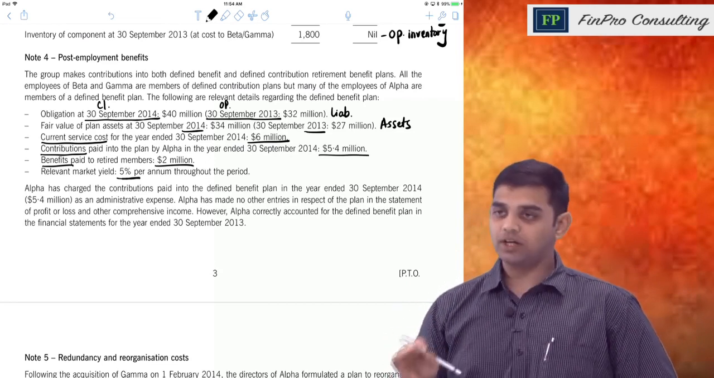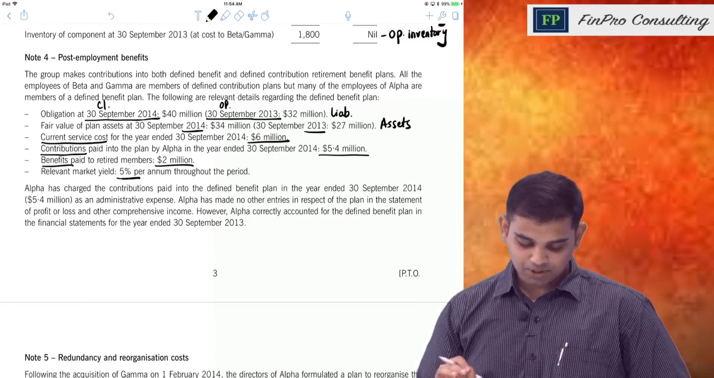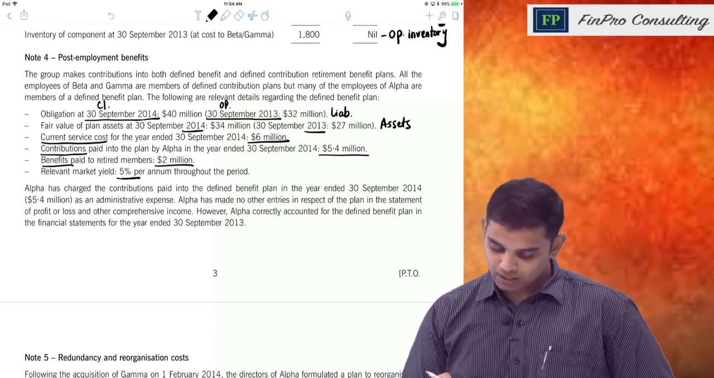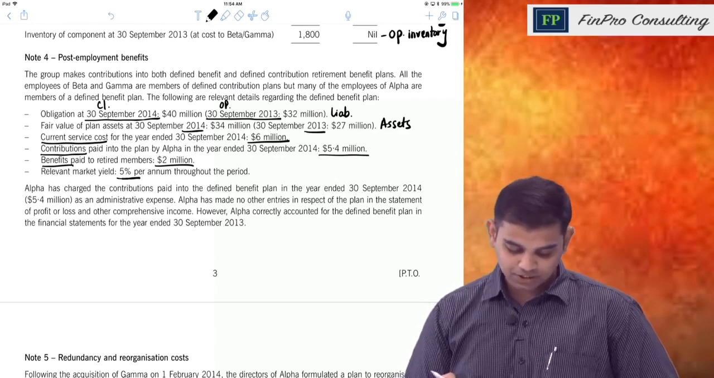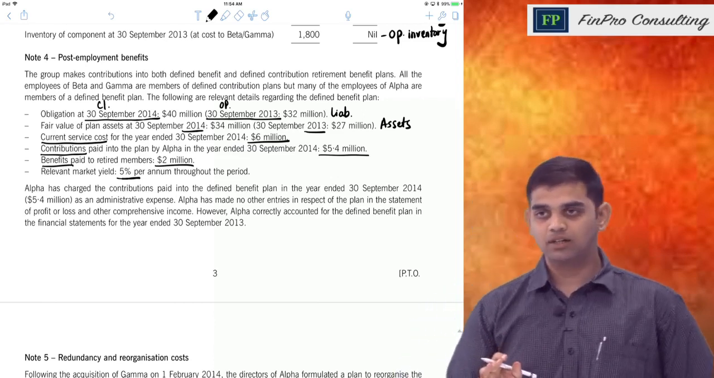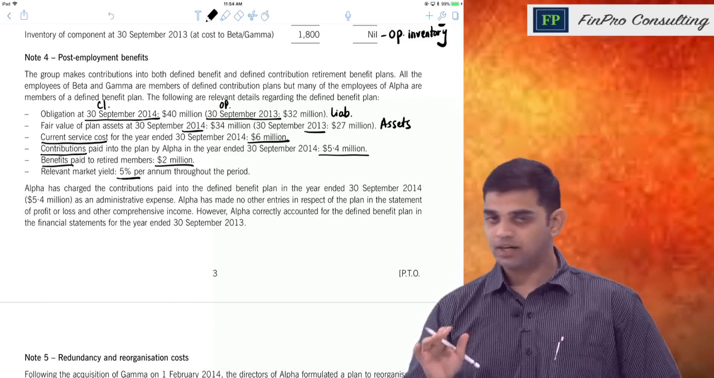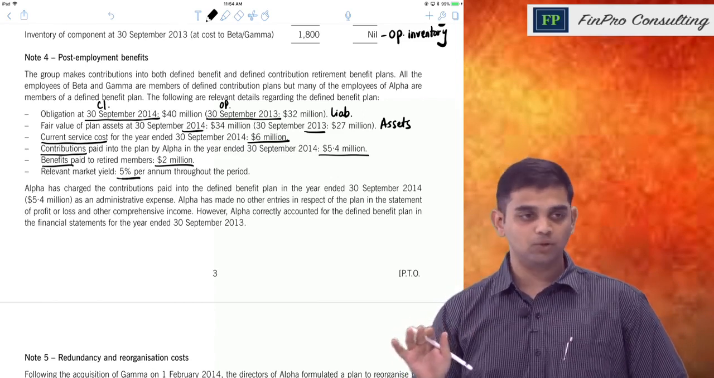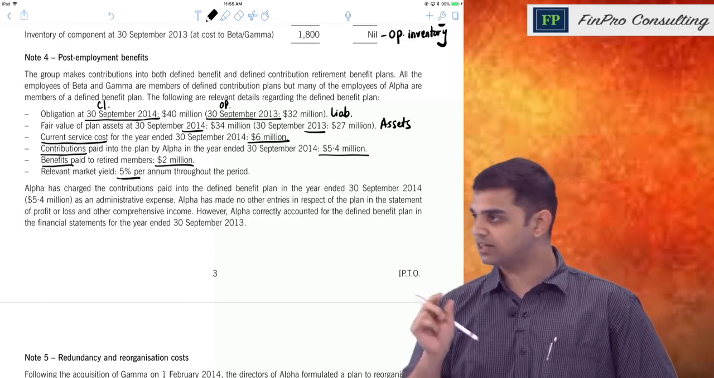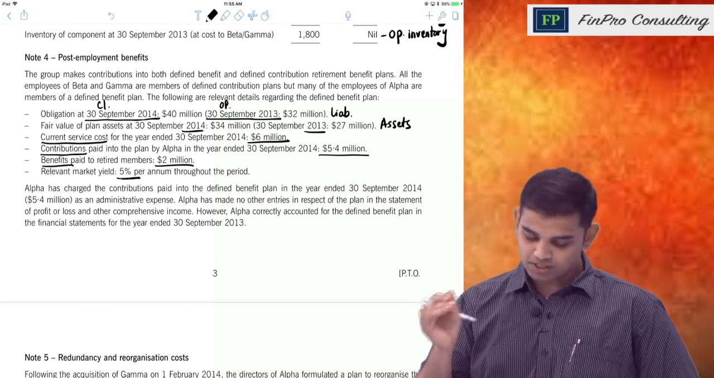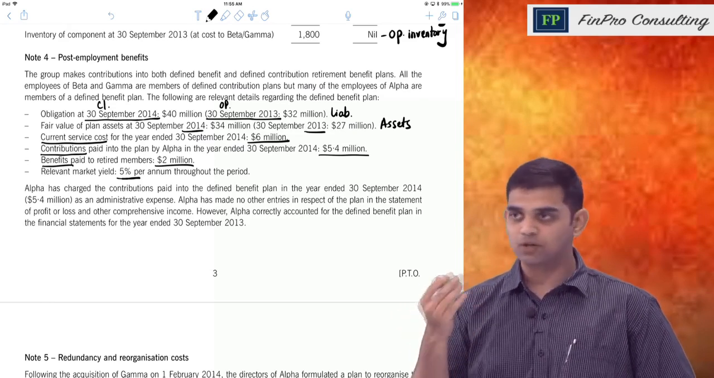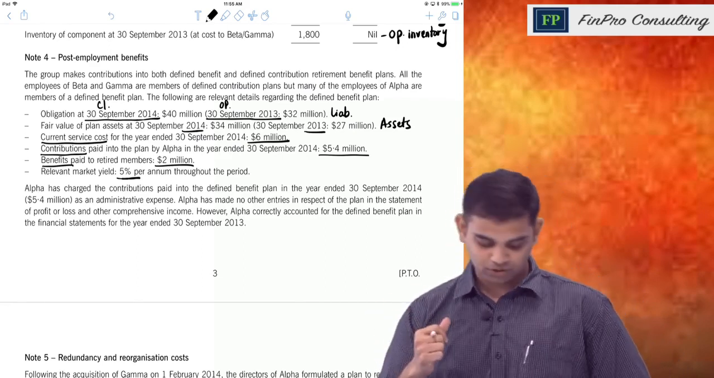Alpha has made no other entries in respect of this plan in the statement of profit and loss and other comprehensive income. However, Alpha correctly accounted for the defined benefit plan in the financial statements for the year ended 30th September 2013. Last year, everything was perfect. Current year, they have not accounted anything in P&L or OCI. So what will go in P&L? Current service cost will go, net interest cost will go, right? So current service cost we already have, 6 million, and net interest they have given 5%. So we'll have to compute it. So we will require a working note for it.